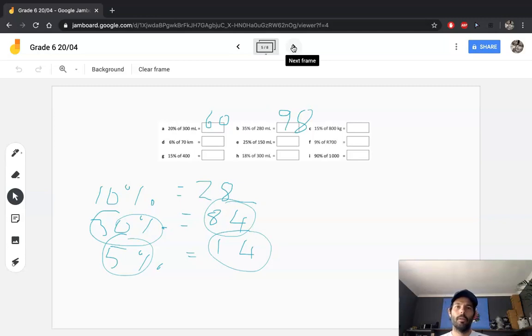All right. For C, 50% of 800, I can work out 10% is 80. If 10% is 80, 5% is 40. So I put them together, I get 80 and 40 is 120.